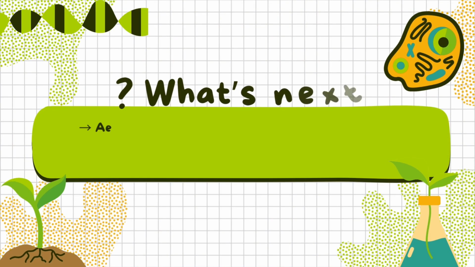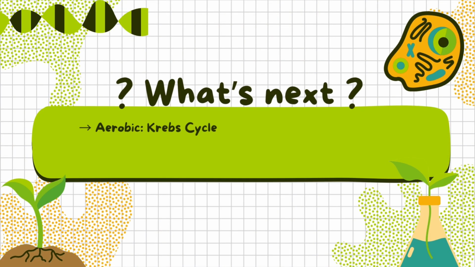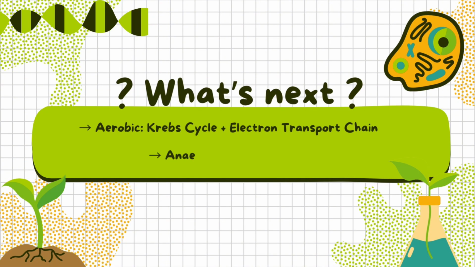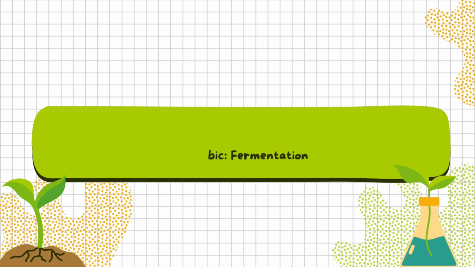So now, what is going to happen next? If aerobic conditions are present, the cell moves to the Krebs cycle and electron transport chain. If anaerobic, it undergoes fermentation. Glycolysis is ancient, universal, and essential.